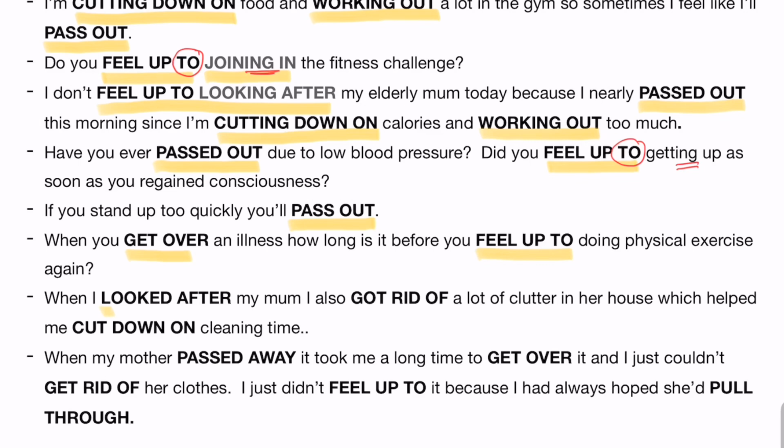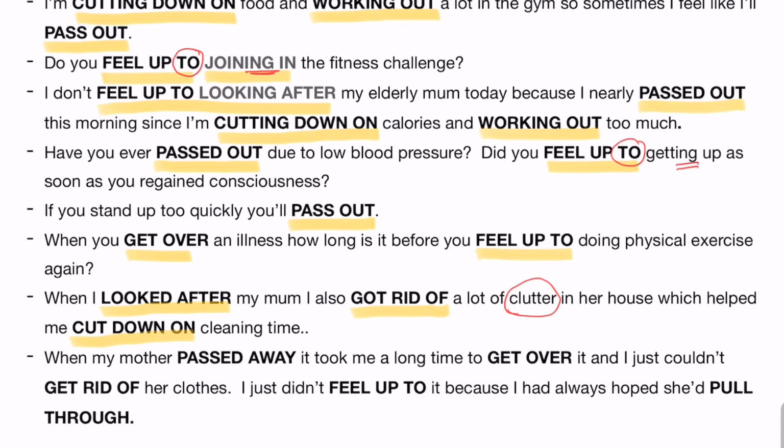When I looked after my mum, I also got rid of a lot of clutter in her house, which helped me cut down on cleaning time. What does clutter mean? Clutter are all the things which are not really useful and fill your house, making it almost look too full and untidy.